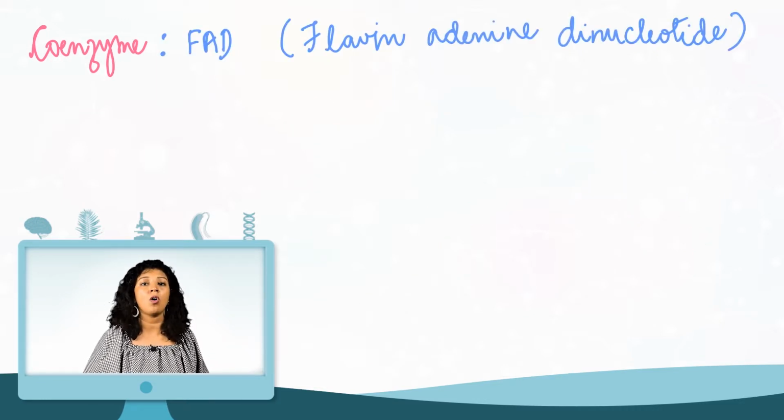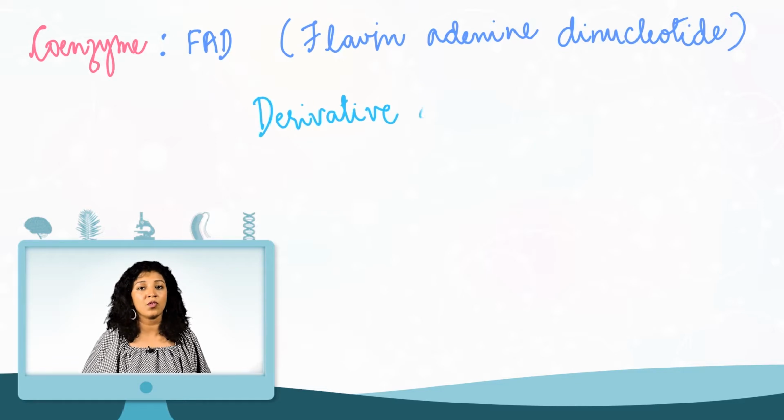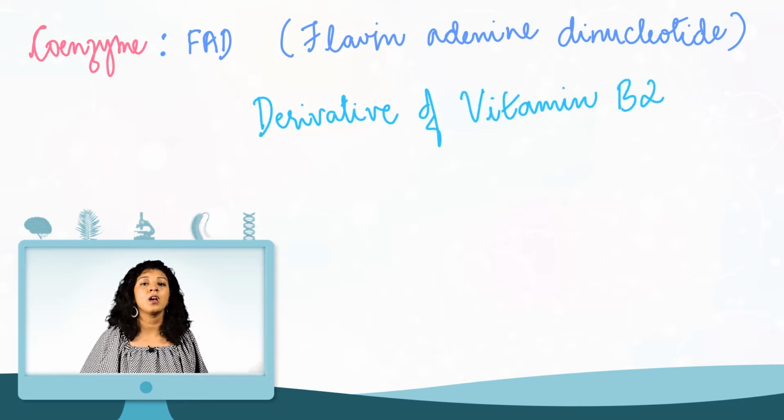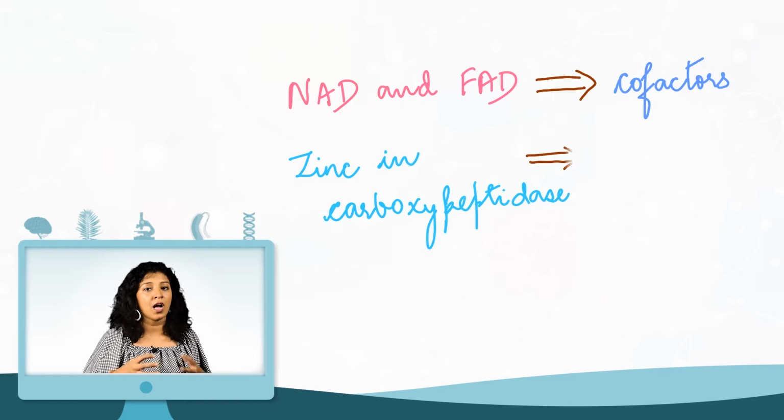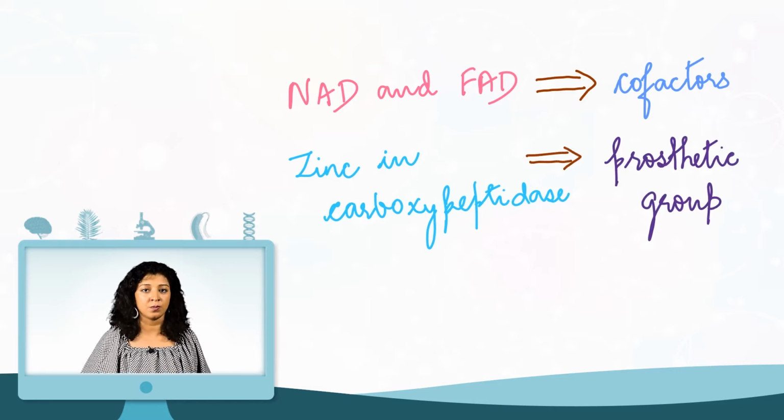Similarly, FAD, or flavin adenine dinucleotide, is also a cofactor in one of the enzymes of the Krebs cycle. The enzyme is succinate dehydrogenase. And FAD is a derivative of vitamin B2, which is nothing but riboflavin. Now these two are basically cofactors, that is, they bind to the enzyme transiently, help in the catalysis, and then dissociate. Whereas the metal ion of the carboxypeptidase is a prosthetic group, that is, it stays bound to the enzyme all the time, even when catalysis is not taking place.